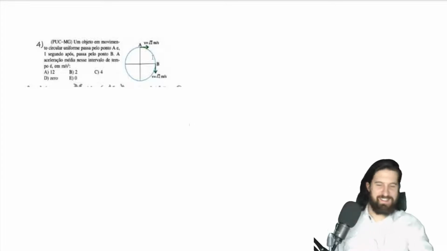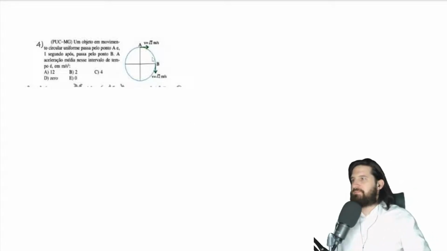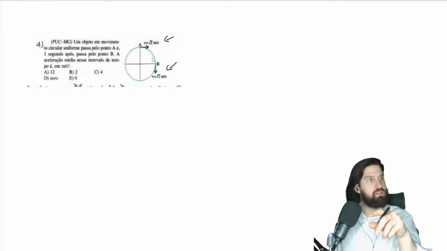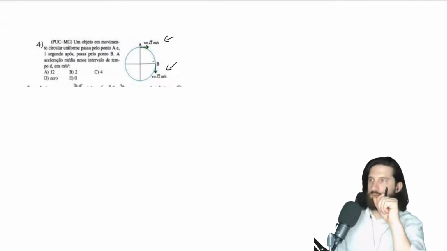So it moves in circular motion and perfectly uniform because, from the last question, those speeds are the same, right? And that's important. So the speeds are the same. So that's uniform circular motion.